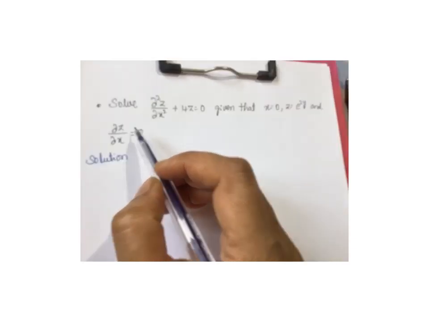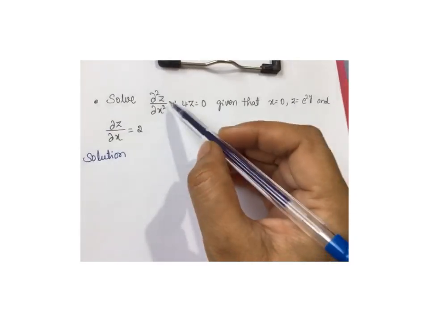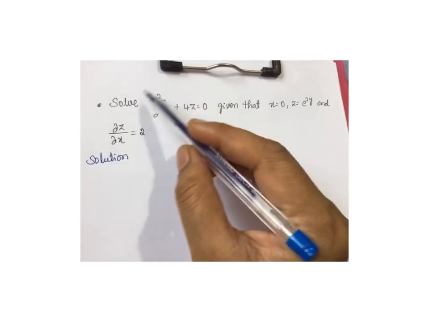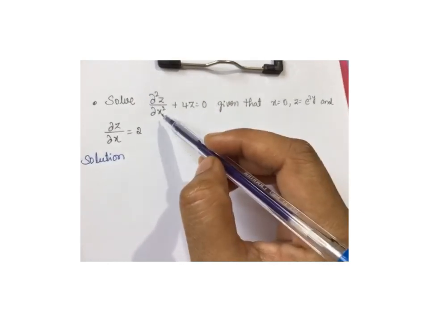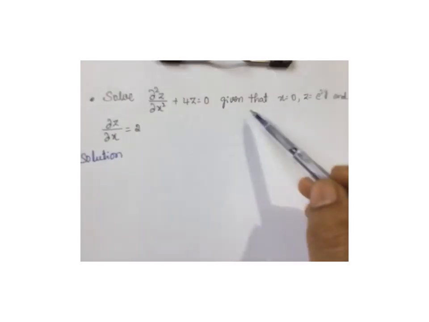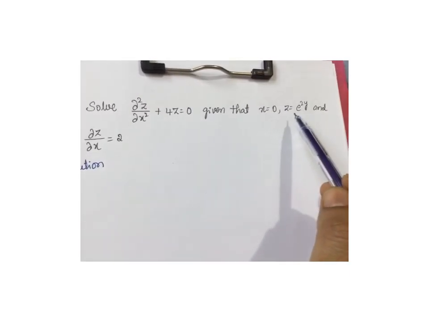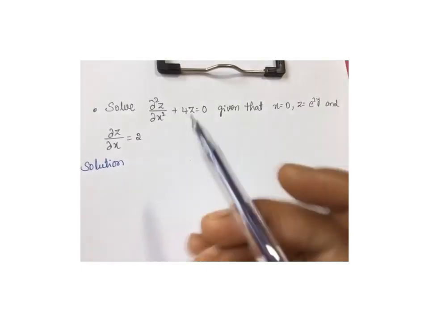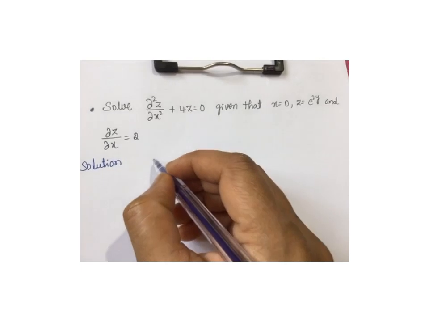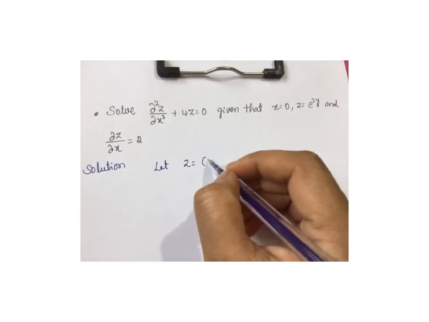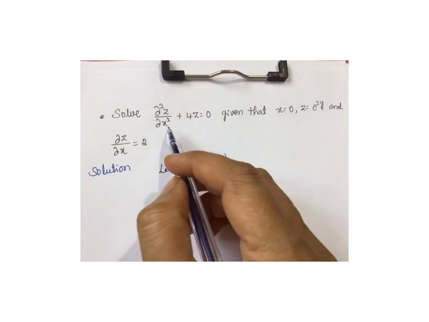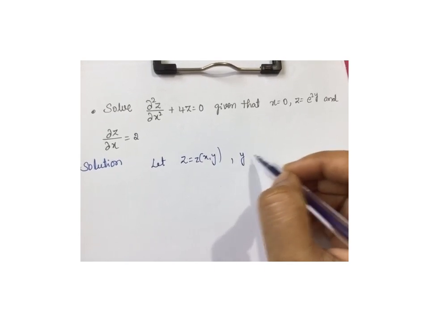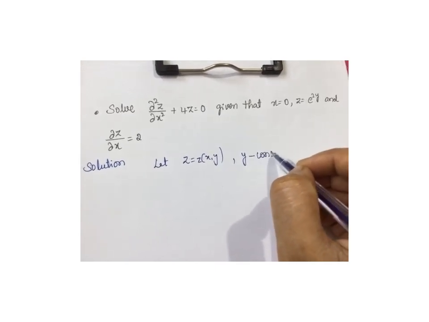Let us solve the problem with the condition. Here the problem is ∂²z/∂x² + 4z = 0. Observe that throughout the equation only x is an independent variable. The given conditions: when x is 0, z is equal to y, and ∂z/∂x equal to 2. First, observe that z depends only on x. So let us take z as a function of two variables x and y. Since the derivative is with respect to x, let us treat y as a constant throughout the problem. First you analyze this.